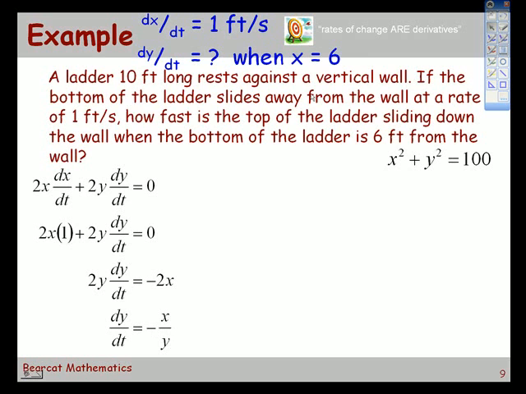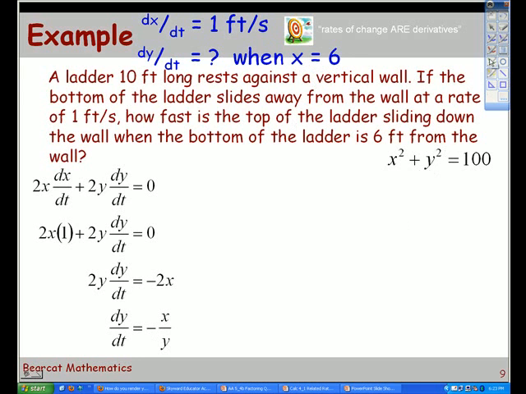I know that x is 6 because that's the time they told me they were interested in, or at the instant when x was 6. But they didn't tell me about y. If I go to my diagram here, or my function here, though, when x is 6, I should be able to determine y. When x is 6, I have 36, so y squared is equal to 100 minus 36, which would be 64. Therefore, y would have to be 8.